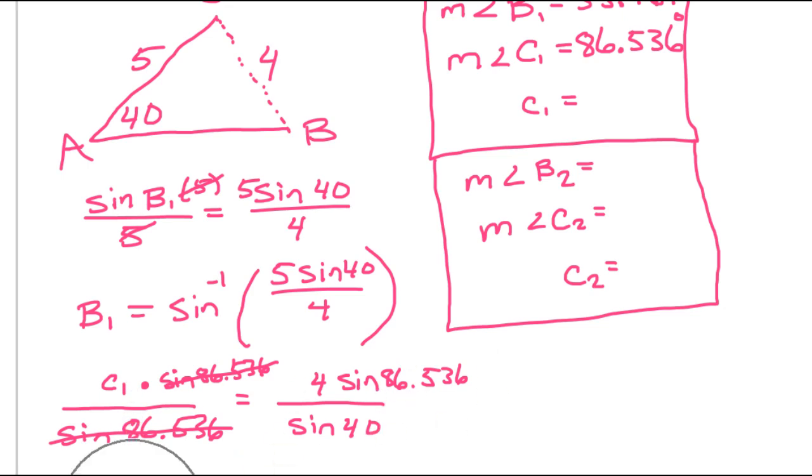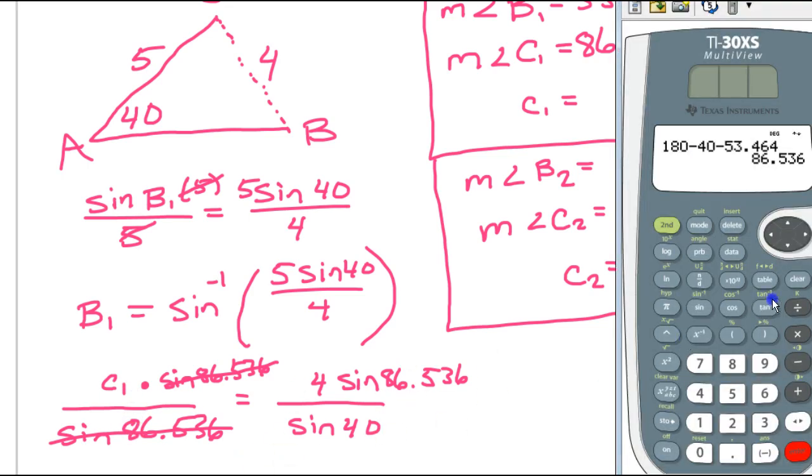So I'm just going to put all of this in the calculator. This is going to be 4 sine 86.536 over sine 40. So that is 6.212. Got to round up.